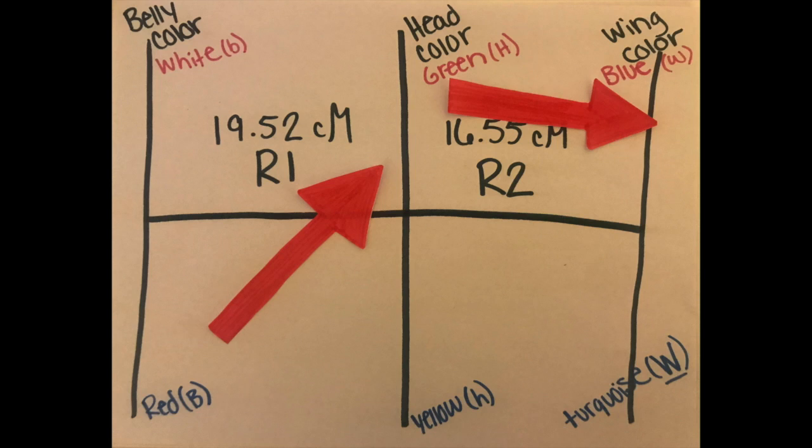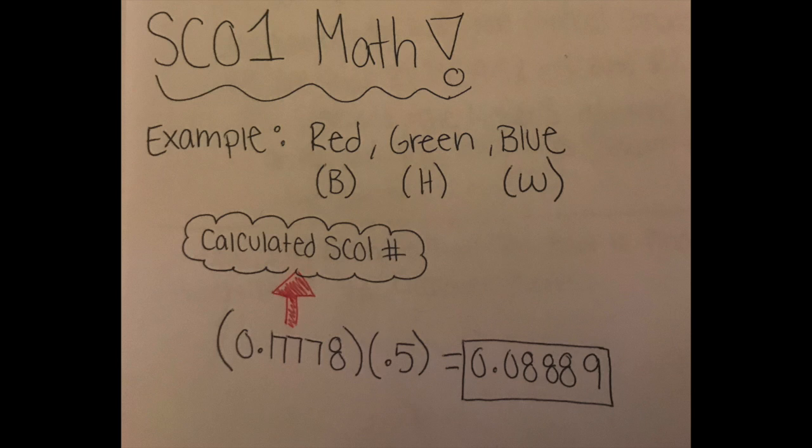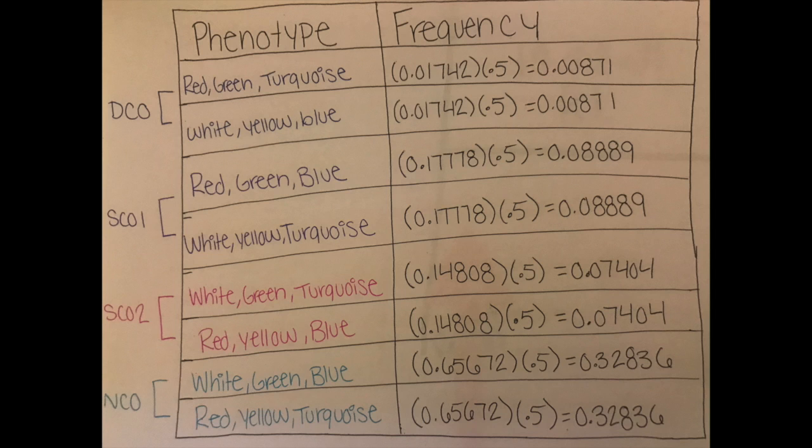0.00871. This is what the map will look like for the single crossover 1 gamete, which is red, green, blue. For the single crossover 1 math, we are going to take the calculated SCO1 number from earlier, 0.17778, and multiply it by 0.5, again for the same reason from earlier. This gives us, in this case, 0.08889. These are the results if you do the math for all of the rest of the gametes.